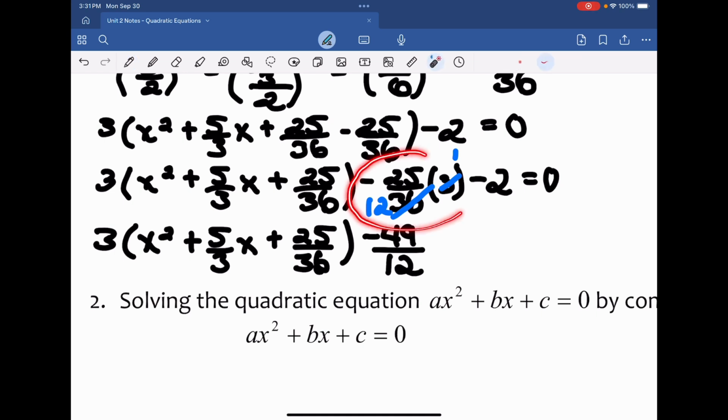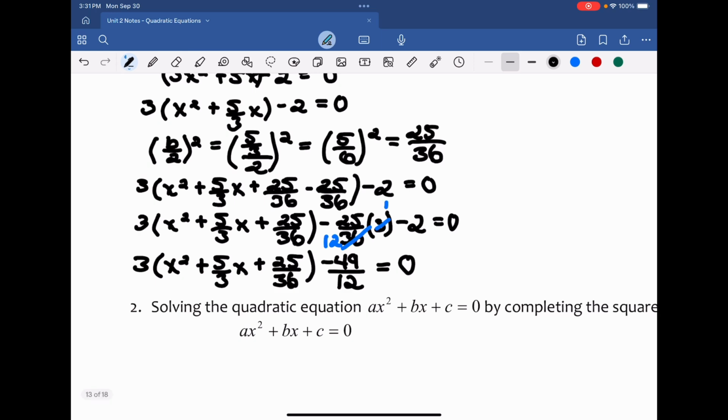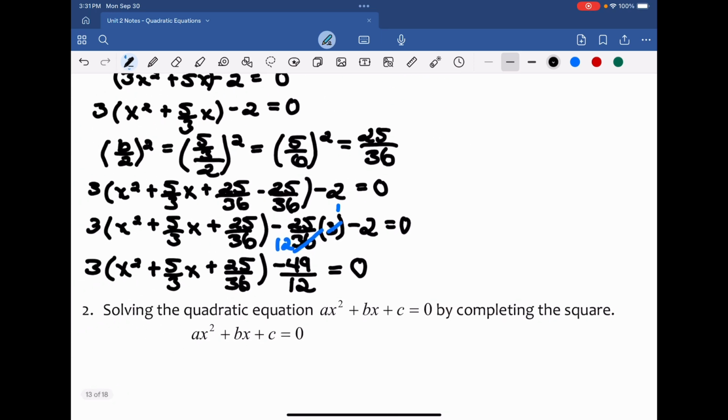Now, that's us combining together this and this. When we take our negative 2 and we subtract the 25 over 12, that combination gives us negative 49 over 12. Now, this is going to be equal to 0. Now, we can take this a step further. Let's go off onto our right-hand side and continue this.